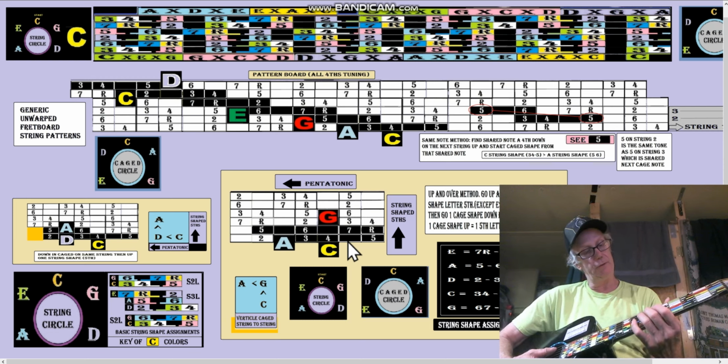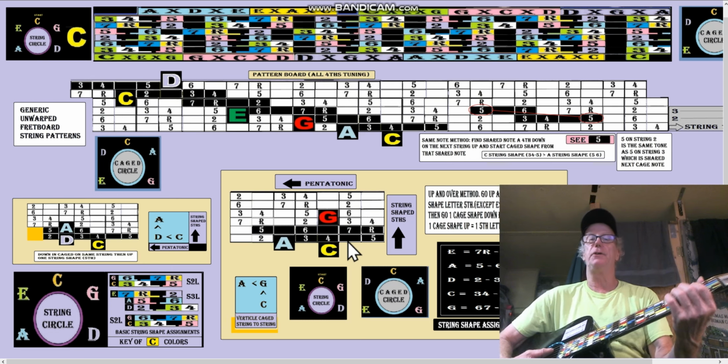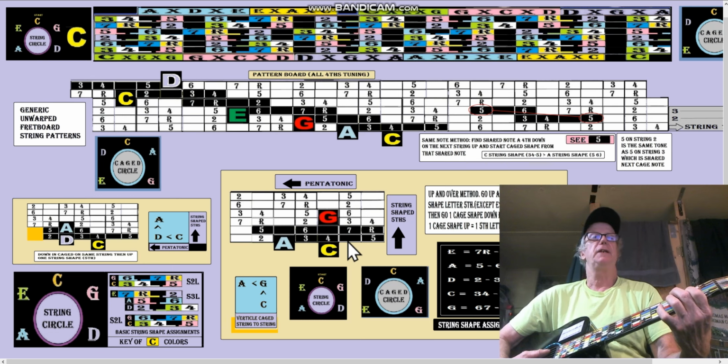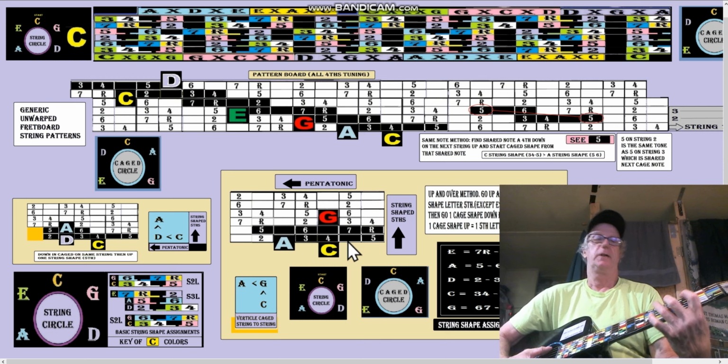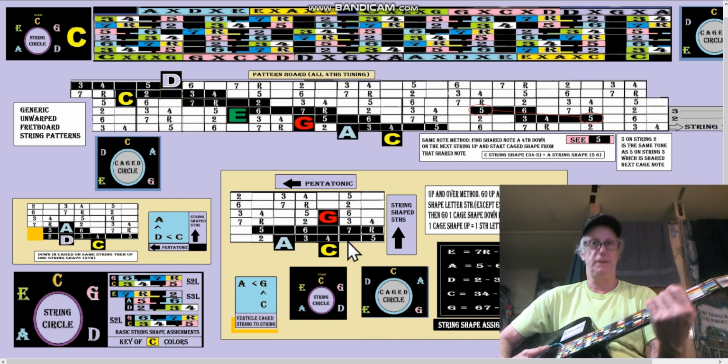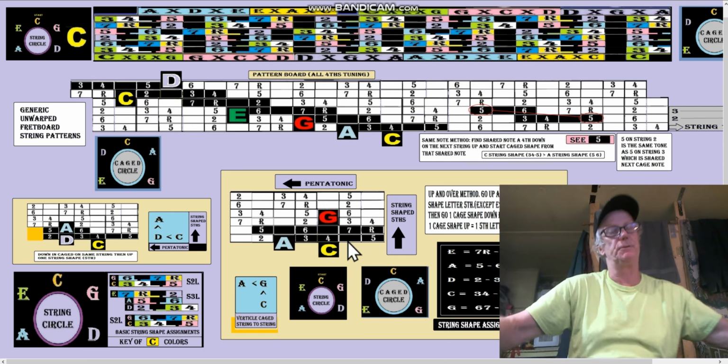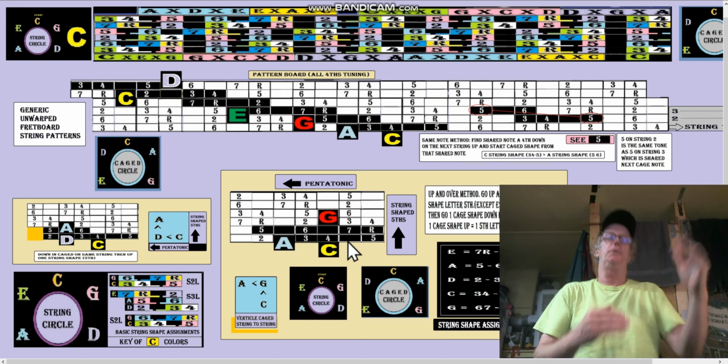So we went over and we went down, or we can go down and over, which is A shape. The fourth of A shape is a D shape. Okay, and now we're going to go up in cage from a D shape to a C shape. So we went from the A shape to the C shape again. Okay, and that way we went down in cage, down a string. Up in cage, up a string.